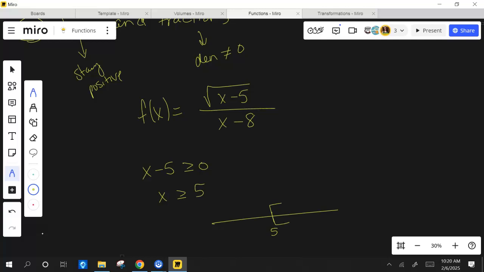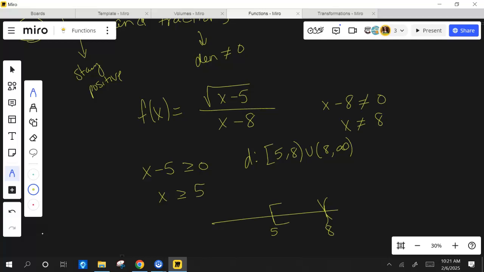And now I'm going to look at the bottom of the fraction. Okay, well, x minus 8 can't be 0. So x can't be 8. Where is 8? Here's 8. I've got to leave it out. So, yes, my domain is going to be from 5 to 8, union 8 to infinity.